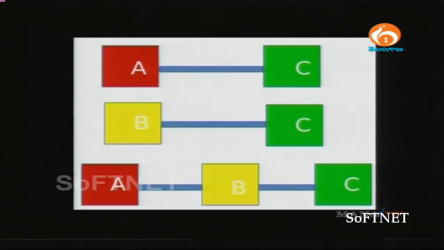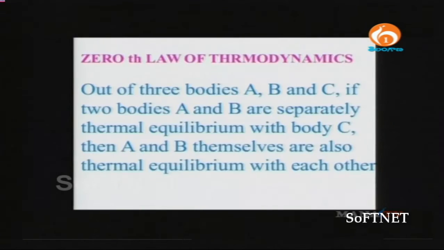We can conclude that if two bodies are individually in thermal equilibrium with a third body, then the two bodies are also in thermal equilibrium with each other. This is called the zeroth law of thermodynamics. This zeroth law of thermodynamics leads to the concept of temperature. So, the zeroth law of thermodynamics can be stated like this: out of three bodies A, B and C, if two bodies A and B are separately in thermal equilibrium with body C, then A and B themselves are also in thermal equilibrium with each other.